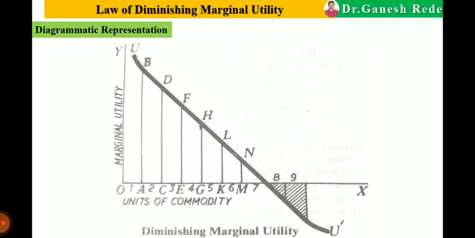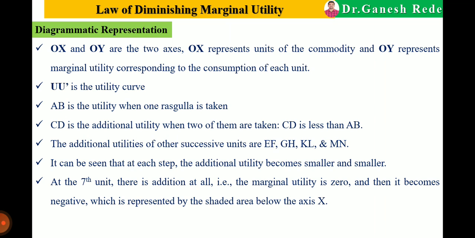Now at the 7th rasgulla, there is 0 utility, and after the 7th rasgulla, there is negative marginal utility, and that negative marginal utility is indicated by the shaded area. So U dash is the utility curve. Now, the explanation of this graph.